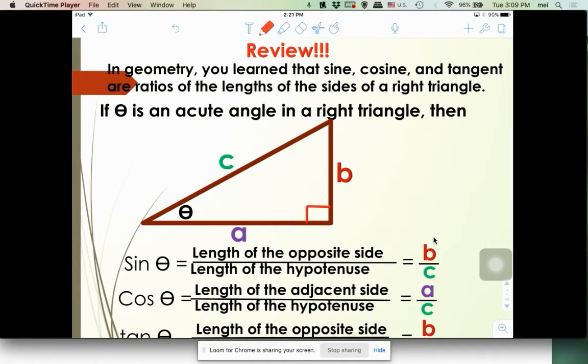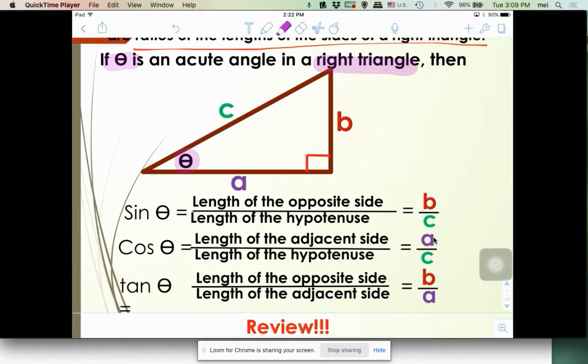Let's start with a review. In geometry, you should have learned that sine, cosine, and tangent are ratios of the lengths of the sides of a right triangle, such as the one labeled below. If theta is an acute angle in a right triangle, then the sine of theta is equal to the side opposite over hypotenuse. So that would be B over C in this case.